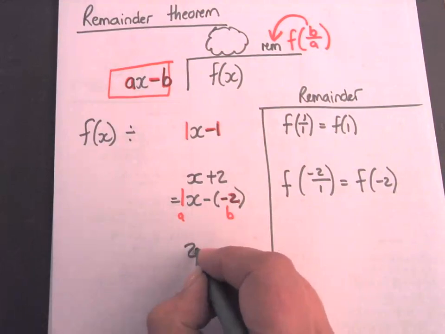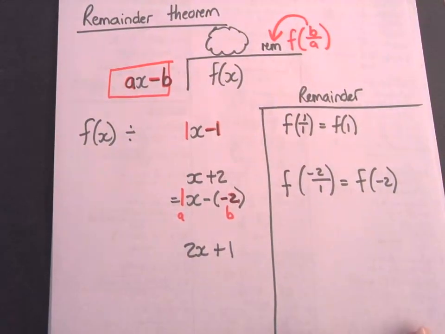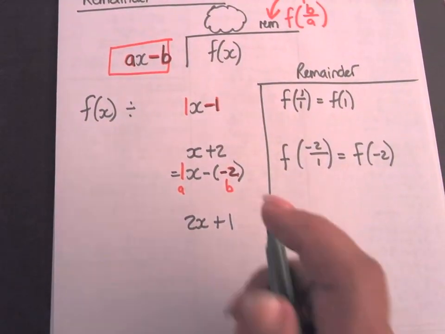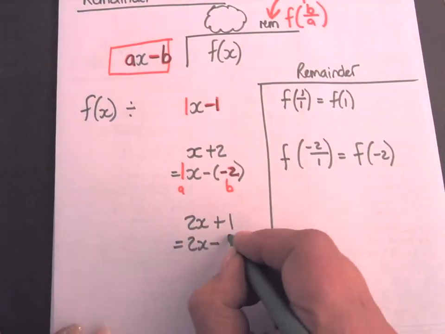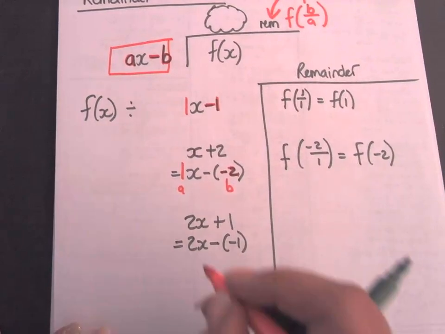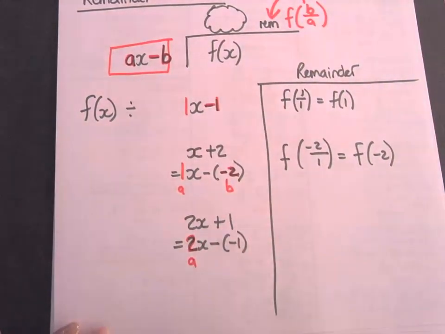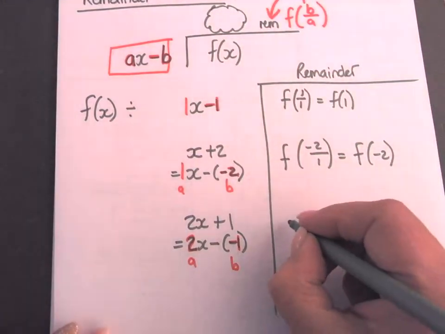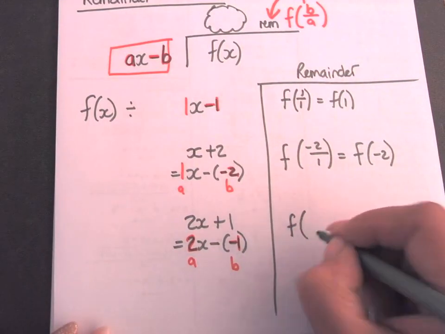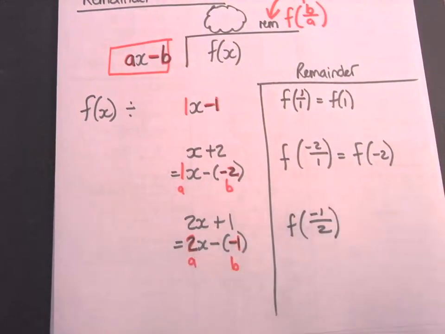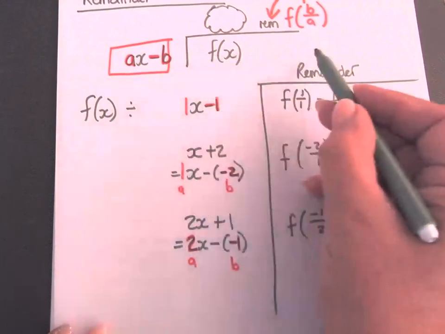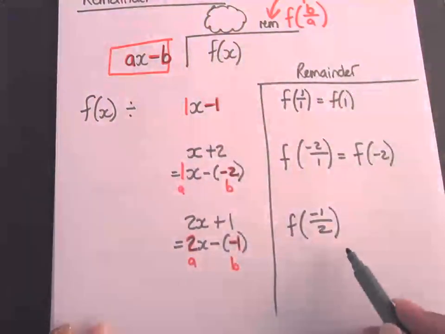The third one, 2x plus 1. There is not a minus there, so I have to rewrite it as 2x minus negative 1. My a will be 2, and my b will be negative 1. So to get the answer of the remainder, it will be negative 1 over 2. So if I substitute negative a half into f(x), all the x's, I will get the answer of the remainder.